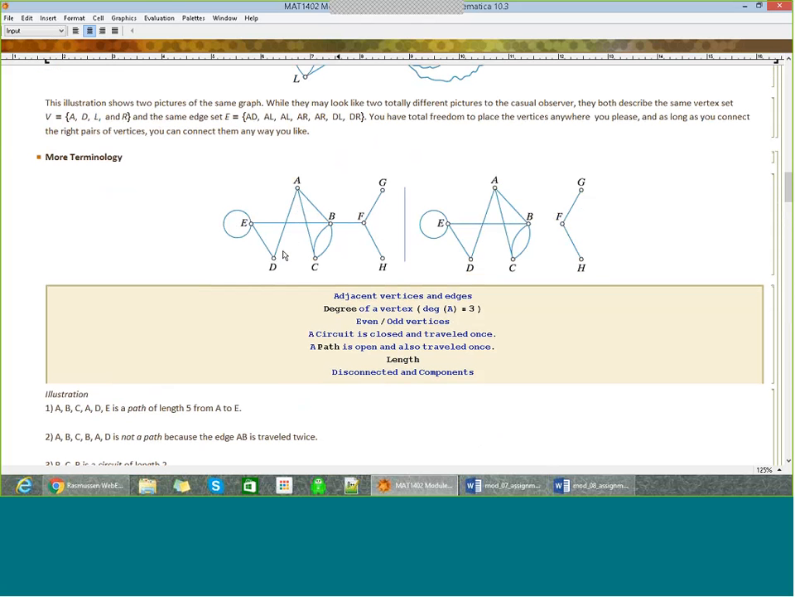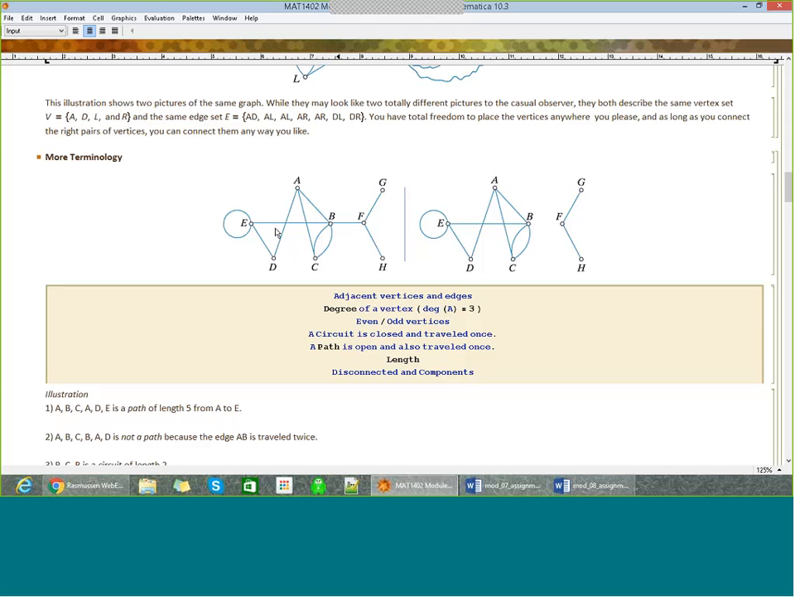The circuit is closed in the sense that you go back to the original vertex, whereas the path is open in the sense that it's kind of open-ended. You start from E, say, and then you end up at G. That's a path.